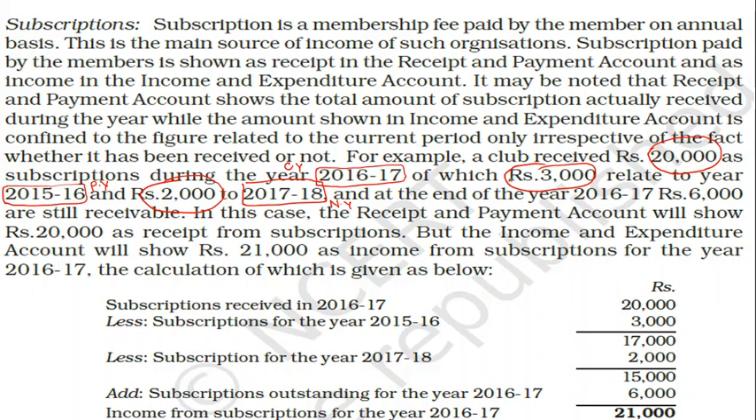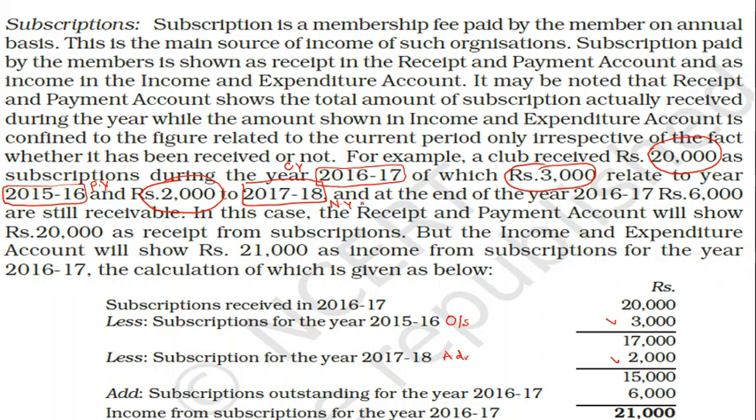So straightforward, if we deduct this amount, it makes it very clear this doesn't belong to the current year. So of course we are going to deduct this amount from 20,000 to calculate the current year amount. So this step is clear. The 3,000 and 2,000 are to be deducted: 3,000 which is the outstanding of last year, and 2,000 which is the advance of next year.